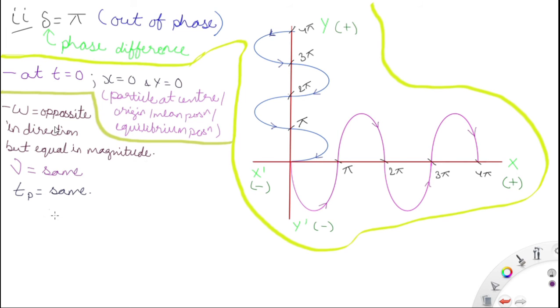Because the in-phase case was the same in direction and equal in magnitude. Now this is out of phase, so opposite in direction and equal in magnitude. Now the frequency in hertz is the same and the time period in seconds is also the same.